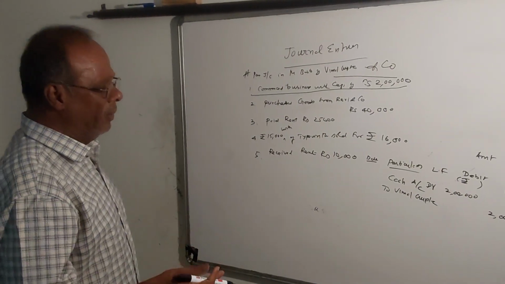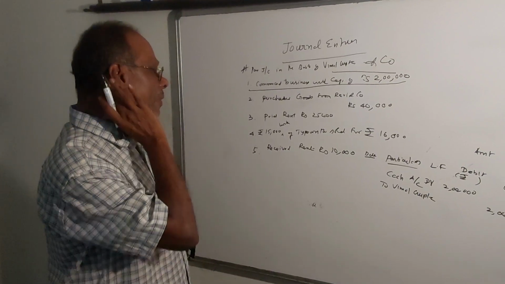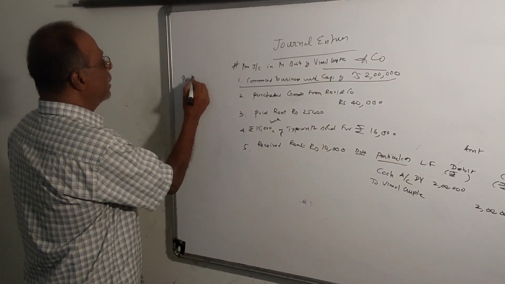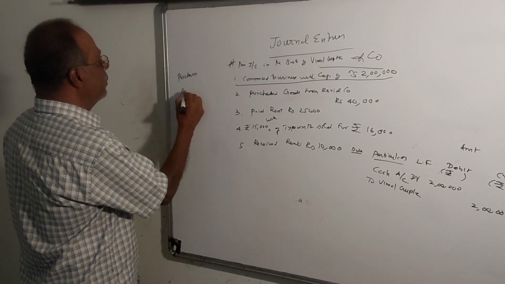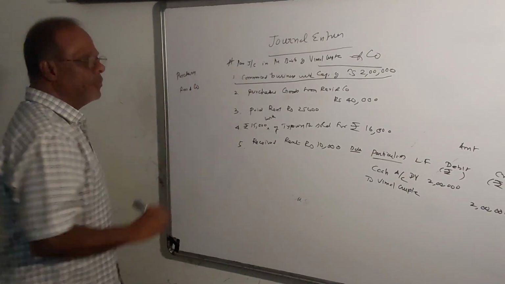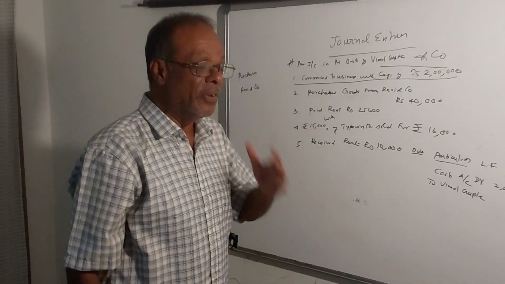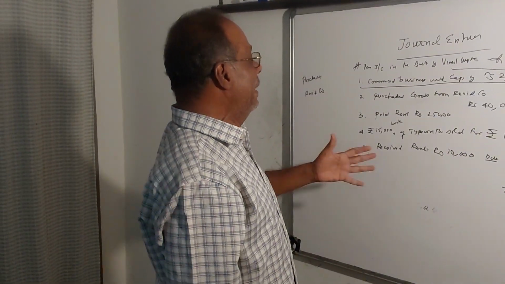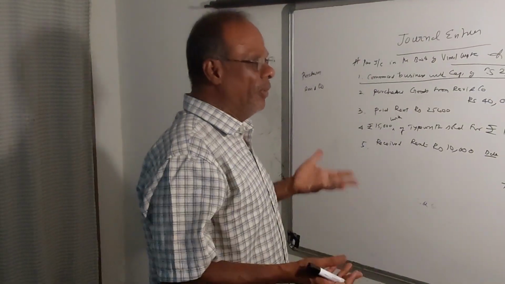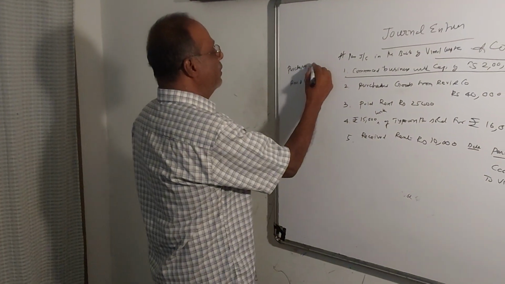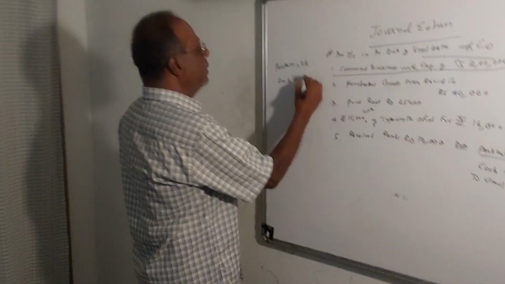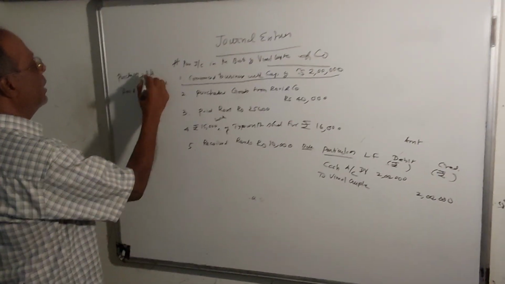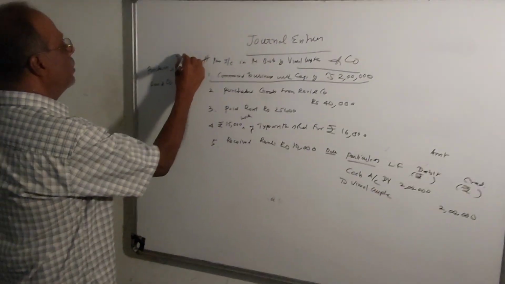I told you there are two accounts involved in every transaction. What are the accounts? One is purchases. Another one is Ravi and Co. Which category does purchases come under? It comes under the real account category. Why? It is a thing, goods. So put this as real. And Ravi and Co is a personal account. One is a real account, another one is a personal account.